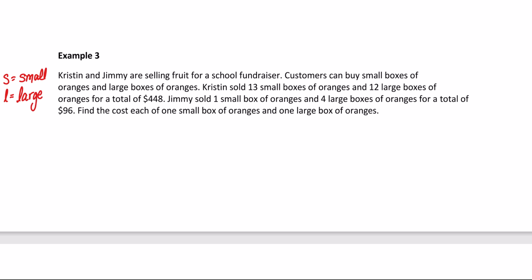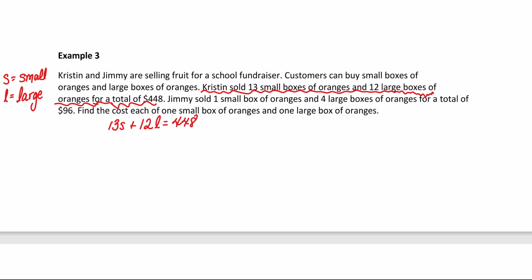So the first sentence that has data and numbers is this one. 13 small boxes of oranges. If you think of it as totaling up the price, 13 times whatever the price, that's what we're looking for. That's what S is. Plus 12 times whatever the price of large is, which is what we're looking for, gives us 448. So 13S plus 12L equals 448.